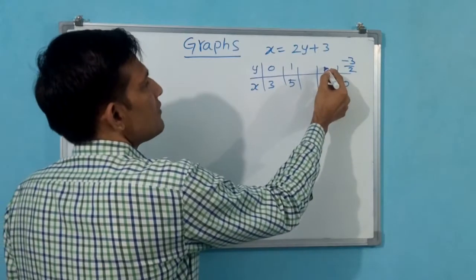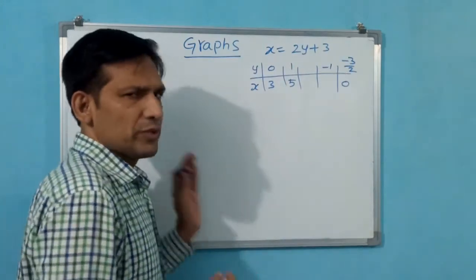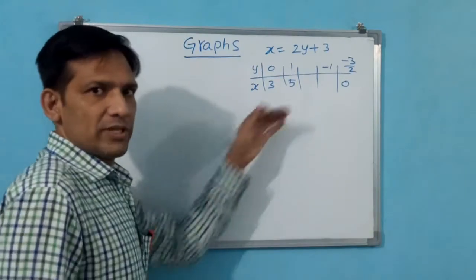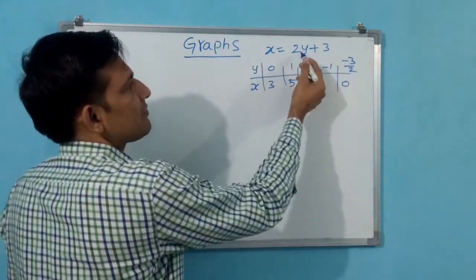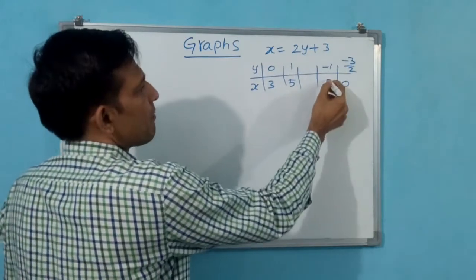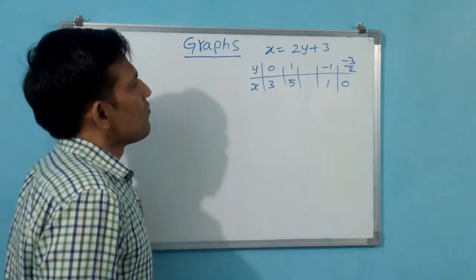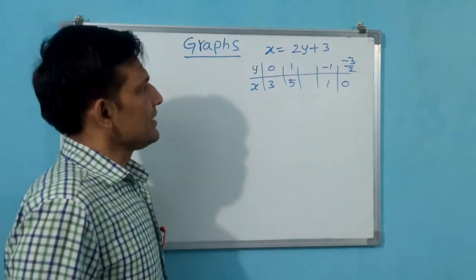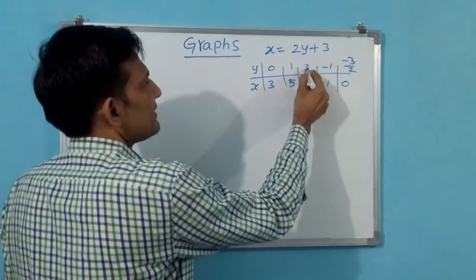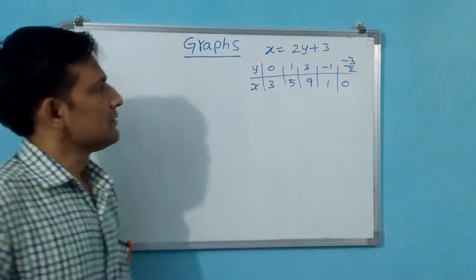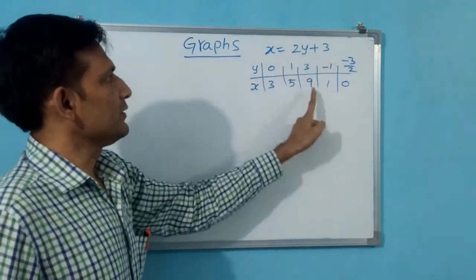When y is equal to minus 1, minus also we take. Why? Because there is no restriction. If y is equal to minus 1, minus 2 plus 3 is 1. We take 3 now. When y is equal to 3, 2 into 3, 6 plus 3, 9. x is equal to 9.